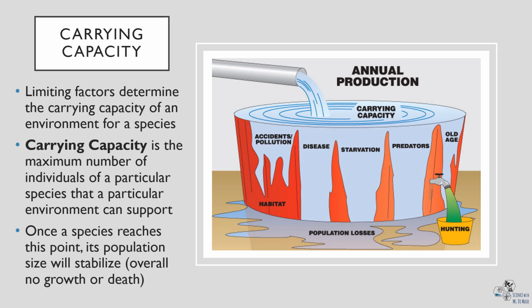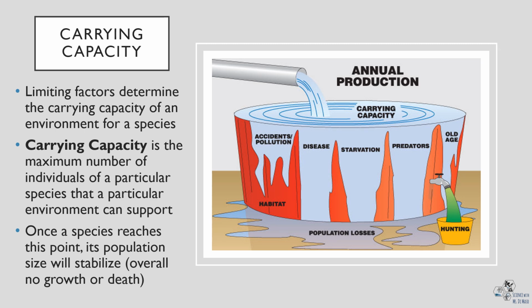So as I mentioned, there are many factors that limit or put a cap on how large your population can grow. If you don't have enough food, you're obviously not going to be making babies and growing the population, because people are going to be dying from starvation.